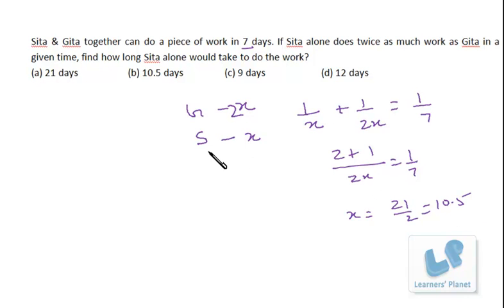Now that means Sita will be taking 10.5 days to finish up the work independently, and Geeta will be taking double of that. That is 21 days to finish up the same task, right? So we are asked about Sita. So Sita will be taking 10.5 days, right?